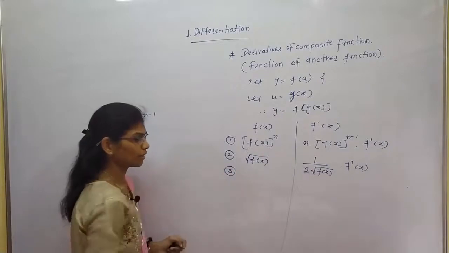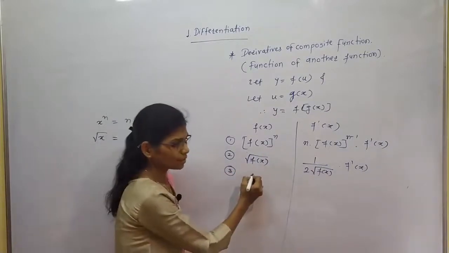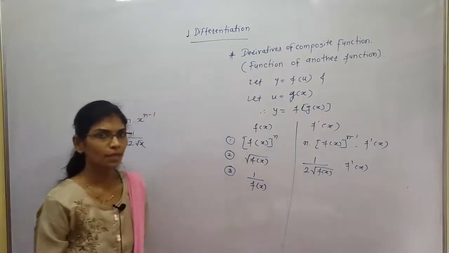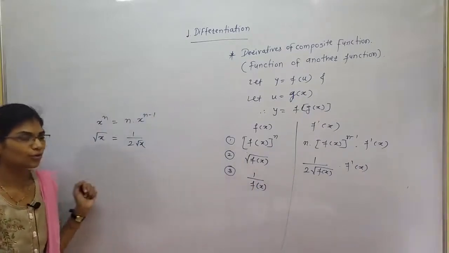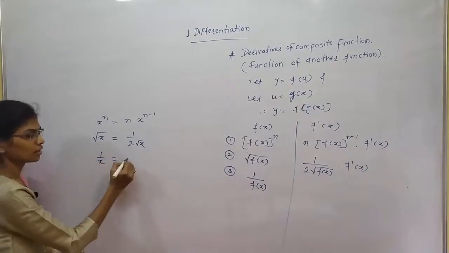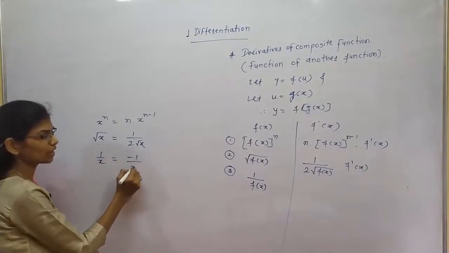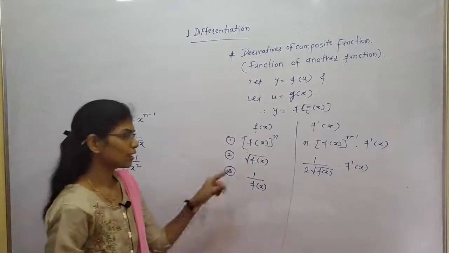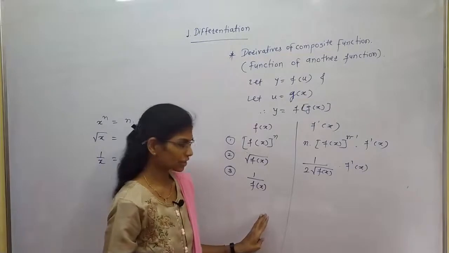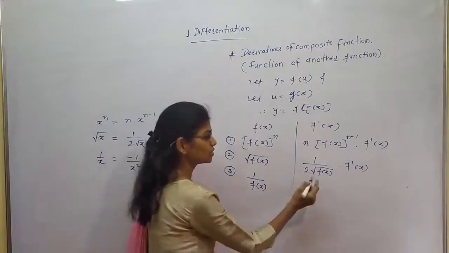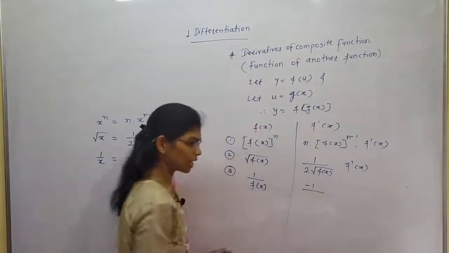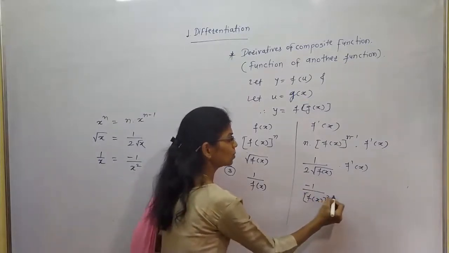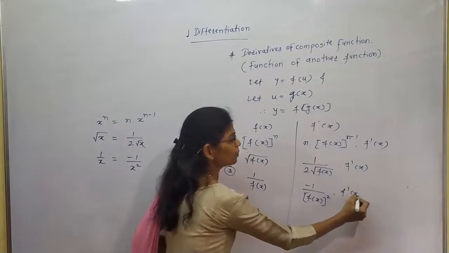Third formula is for 1 divided by f of x. In standard form, the derivative of 1 by x is minus 1 divided by x square. Here also we need the derivative of 1 divided by the whole function. Its derivative is minus 1 divided by the whole function f of x raised to 2, multiplied by the derivative of the main function.